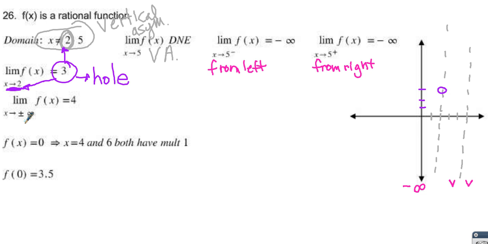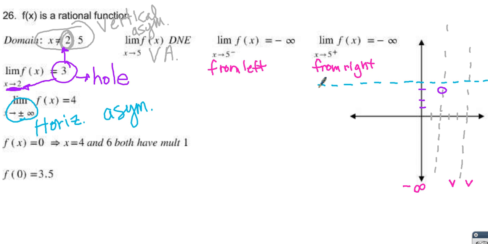And the last one is the limit as x approaches positive and negative infinity. This is talking about your horizontal asymptotes. So we have a horizontal asymptote at 4. Anytime x approaches positive and negative infinity, you are talking about your horizontal asymptote. What's happening for very large and very small values to the left and right of your graph.